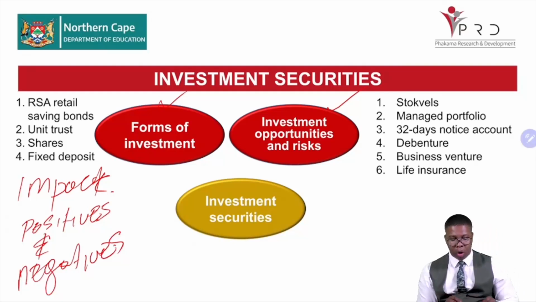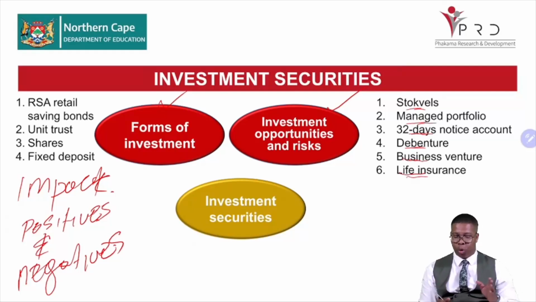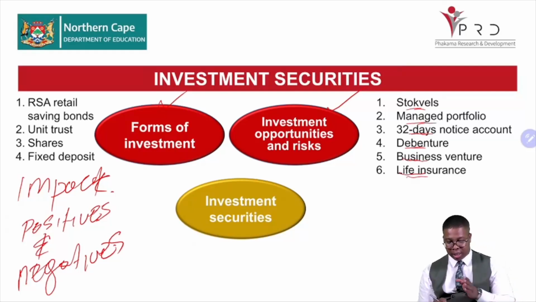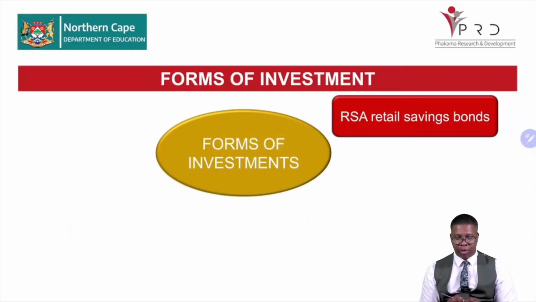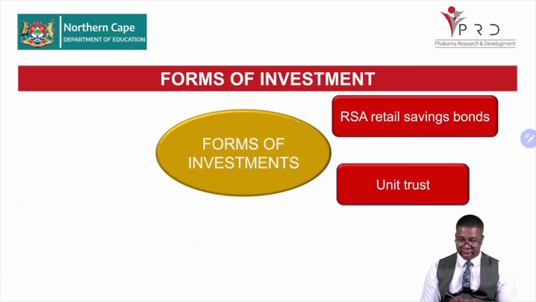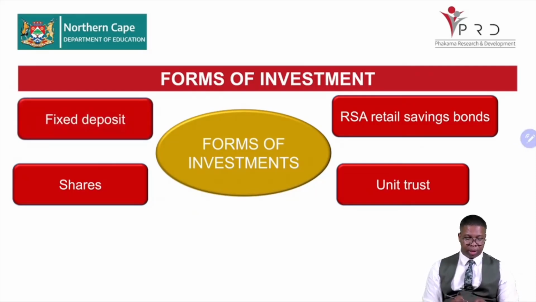But when we look into investment opportunities and their risk, what is important here is that you should know the meaning of each investment opportunity and know the risks. So we have stock first, managed portfolio, 32 days notice account, debenture, business venture, and life insurance. What is important here is to know one meaning and one risk around each investment opportunity. Let us also proceed to say we have forms of investment. This includes the RSA retail savings bond, unit trust, shares, together with your fixed deposit.